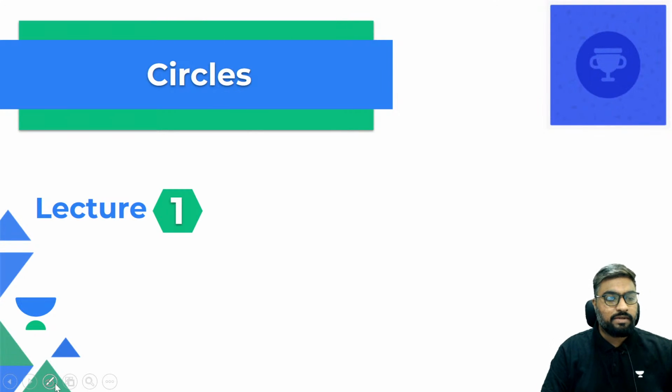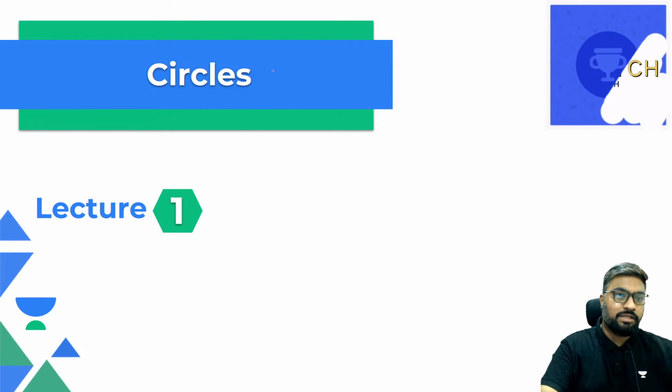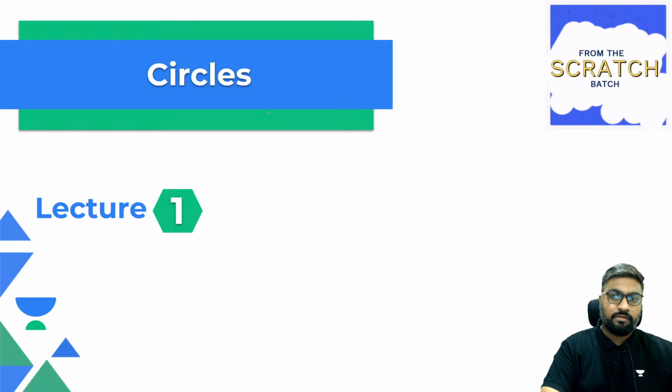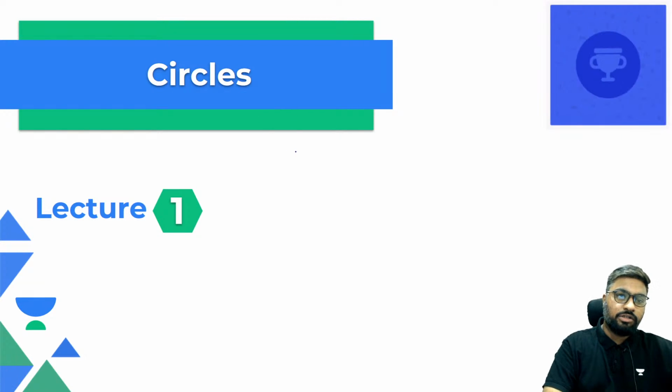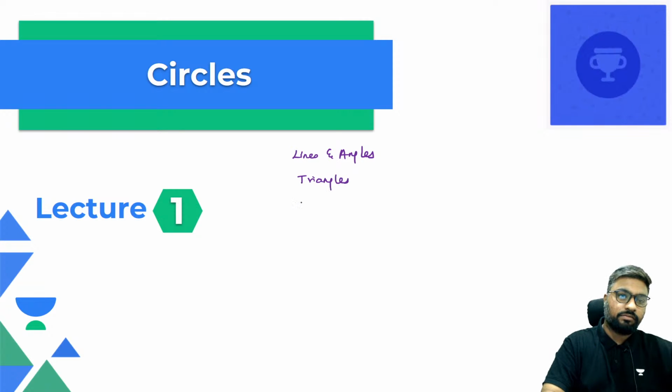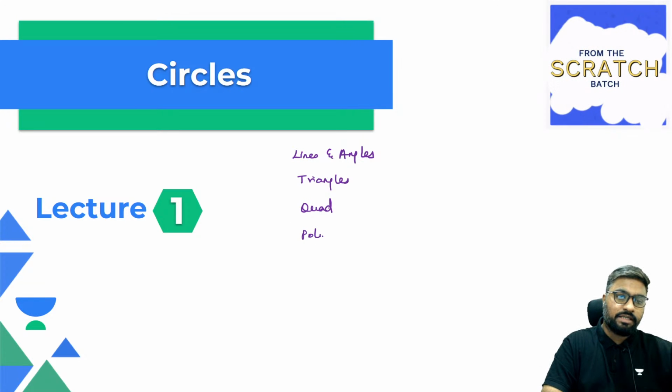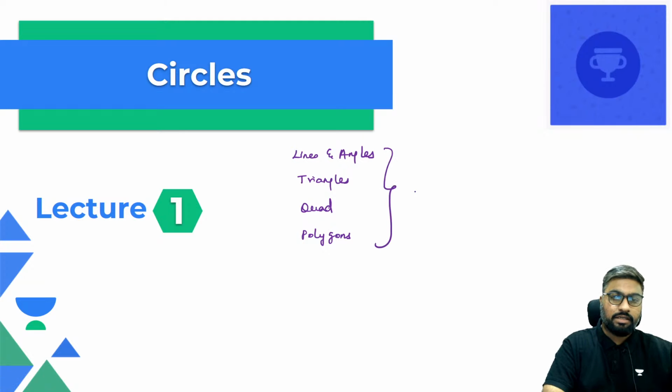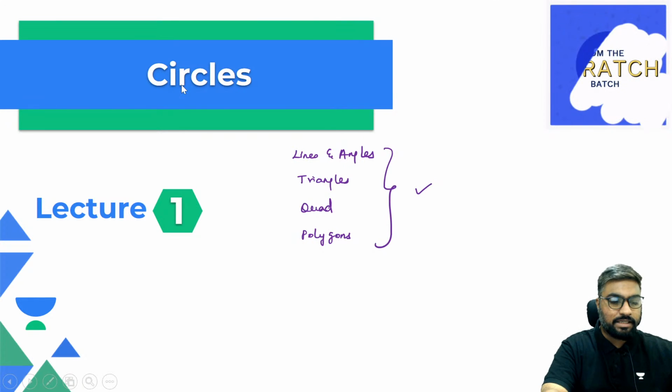Today we're going to deal with circles. So this will be the last part of geometry. From Monday we'll be starting mensuration. Under geometry we've already done lines and angles. We are done with triangles, quadrilaterals, and in the previous session we had dealt with polygons. This is done. Today we are going to deal with circles.